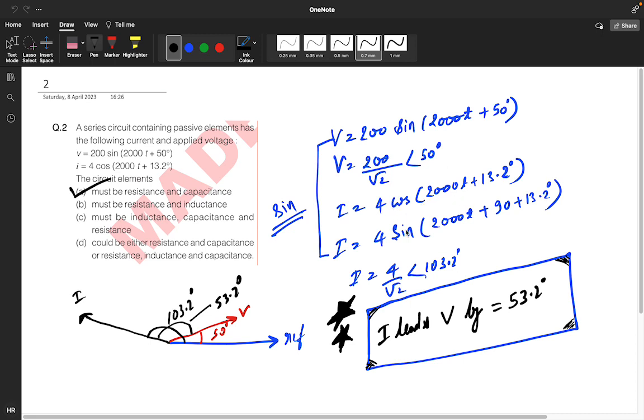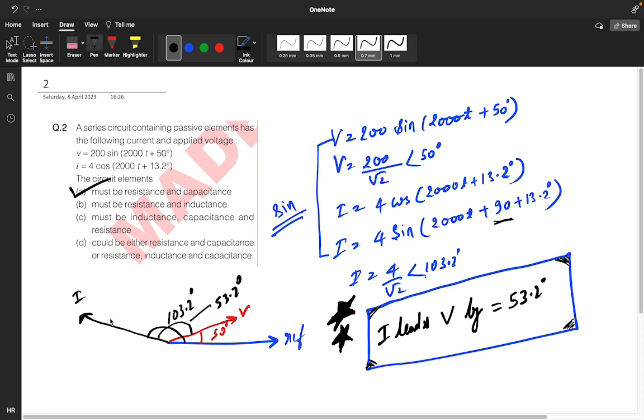So make it in the sine term. We know that sine 90 plus theta is equal to cos theta. So I had added 90 degree here, so it will become 90 plus 13.2. So the angle will be 103.2 degree. So for v you are getting 50 degree, and for I it is 103.2.